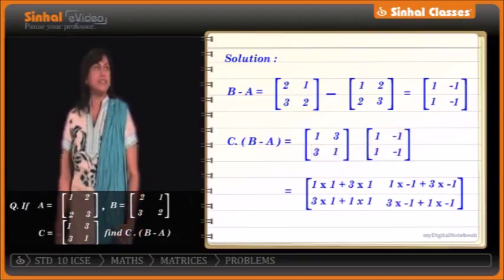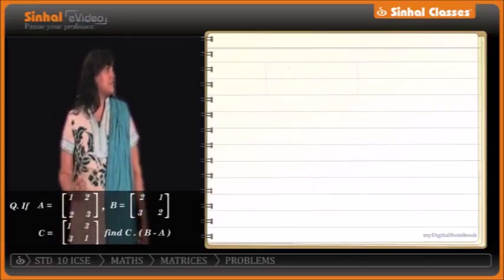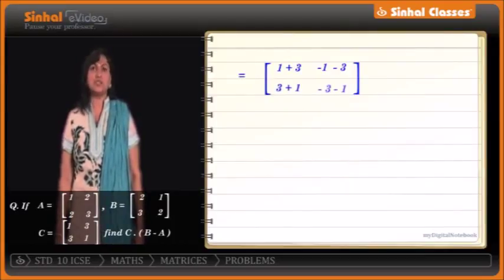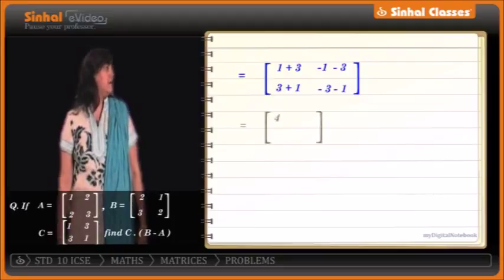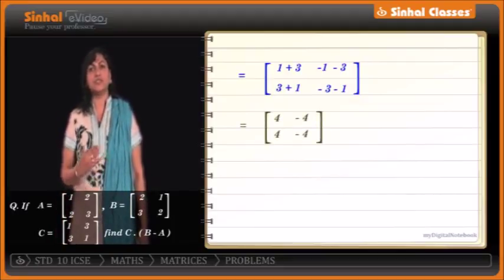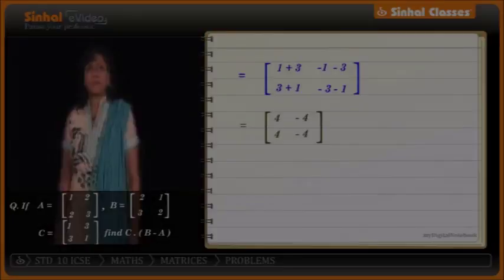Now we simplify this as 1 plus 3, minus 1 minus 3, 3 plus 1, minus 3 minus 1. Further simplify as 4, minus 4, 4, minus 4. So this is the answer.